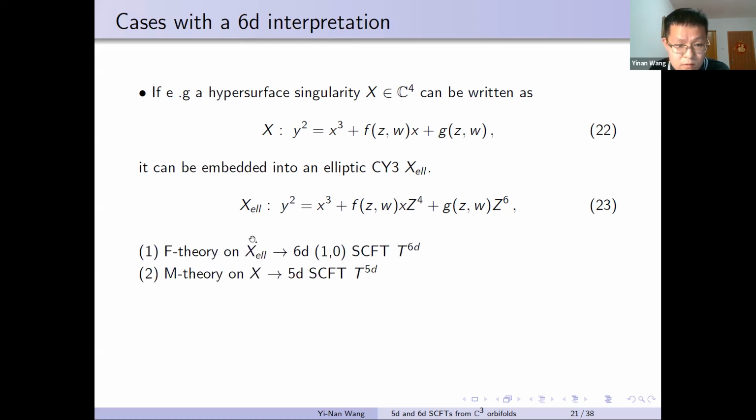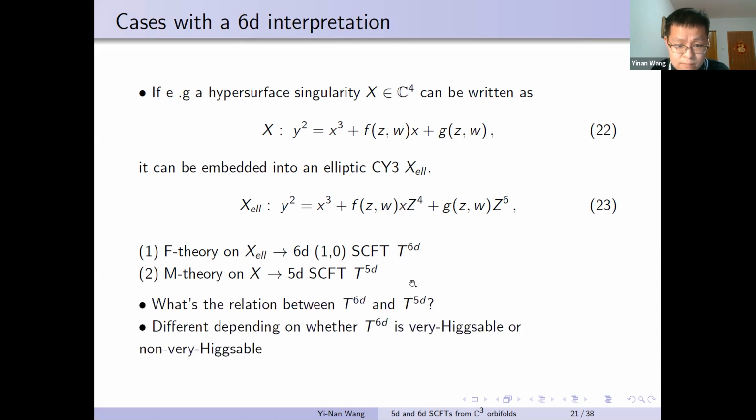Now, from F-theory on the elliptic model, we can define a 6D SCFT T_6D. And of course, for M-theory on the original singularity X, we can also define a 5D SCFT T_5D. You may wonder, what are the relations between T_6D and T_5D? It turns out that the relation is different depending on whether the 6D theory is very Higgsable or not.